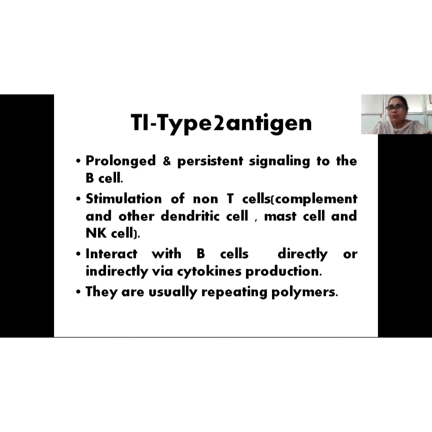And what are the examples of T cell independent type 2 antigen? It's usually repeating polymers like dextran and ficoll. Today we will be talking only on this. Then in the next lecture we will be discussing superantigens.